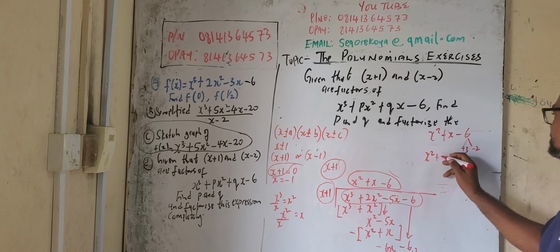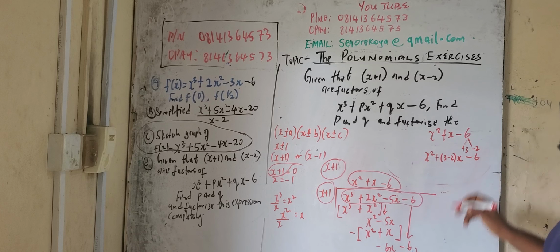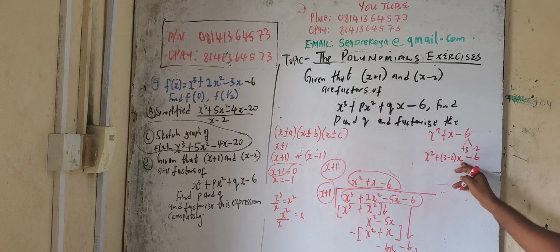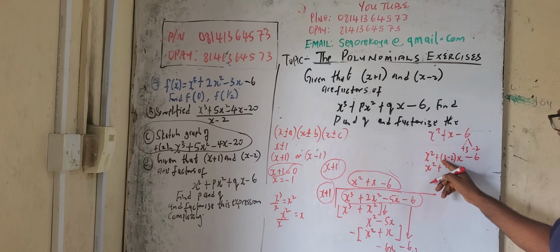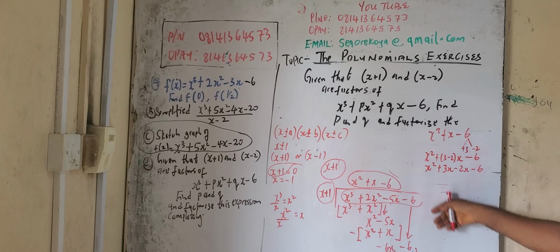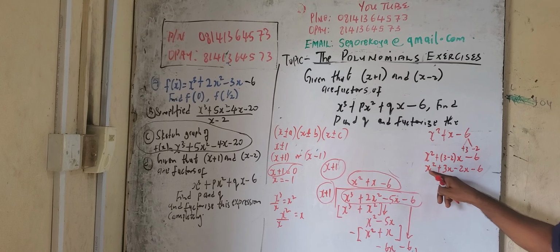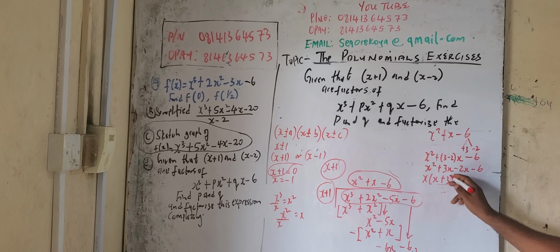So I'll write plus bracket 3 minus 2x, then minus 6. If I open these brackets now for this coefficient here, I'm going to have x squared plus 3x minus 2x minus 6. Then we know that these are like terms. I can factorize x out. So I have x bracket x plus 3.